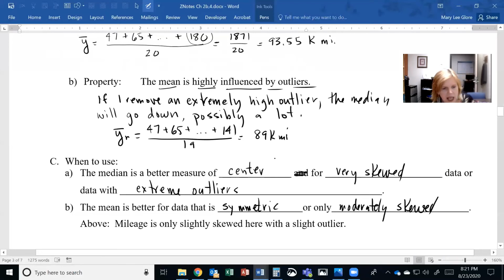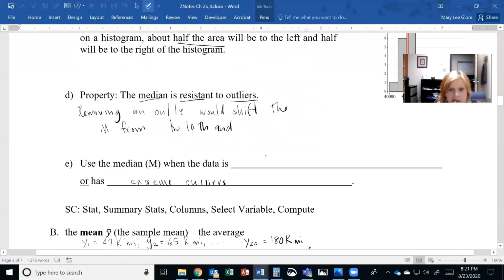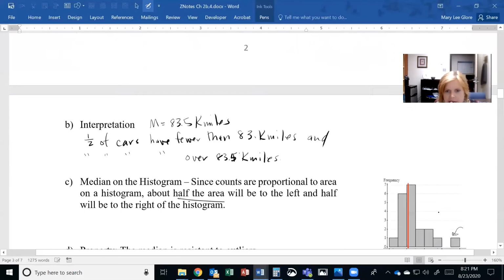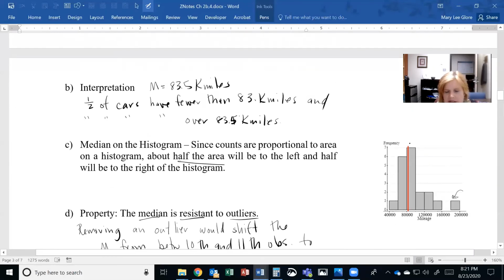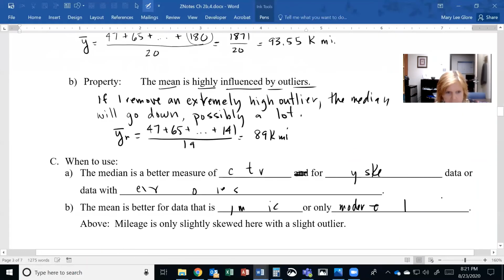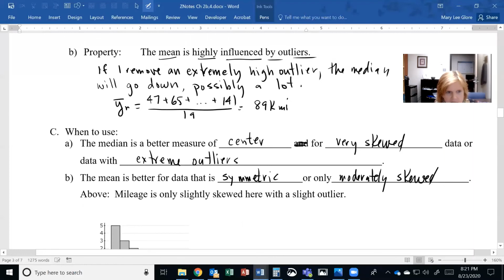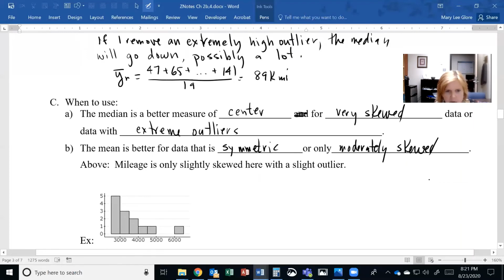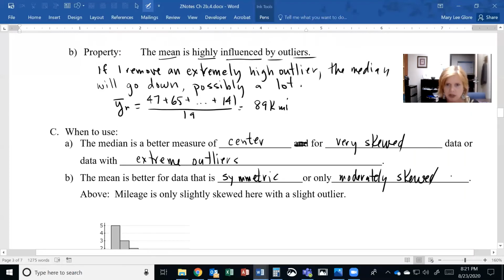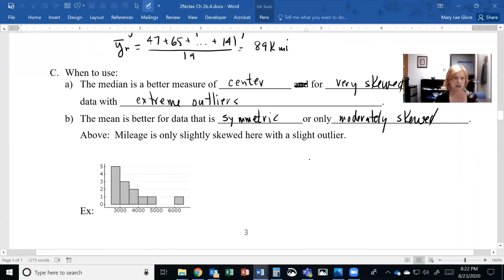Again, if we take a look at the mileage graph, it's slightly skewed. It's a little bit skewed right, not extremely skewed right. So we could use either of these centers. But here's the deal: the mean has some really good properties that we're going to talk about later. So for that data, I would probably report the mean.